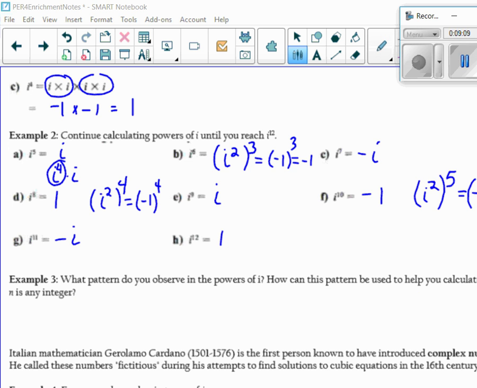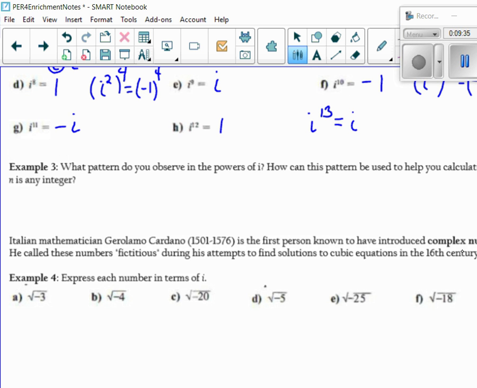What pattern do you observe in the powers of i? How can this pattern be used to help you calculate i to the power n, where n is any integer? So, for instance, could you figure out i to the power 100 and tell me if it was negative 1, 1, negative i, or i? Let's keep going then. You'll figure it out.